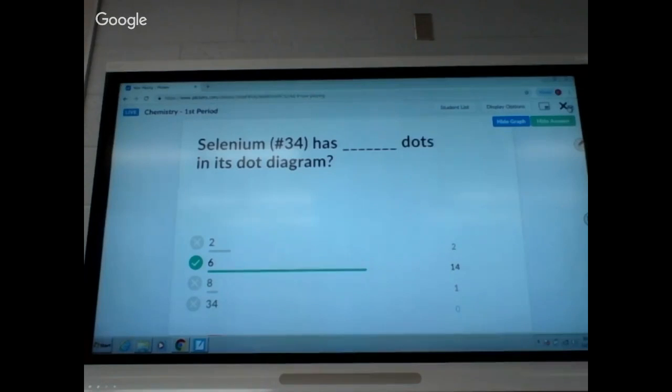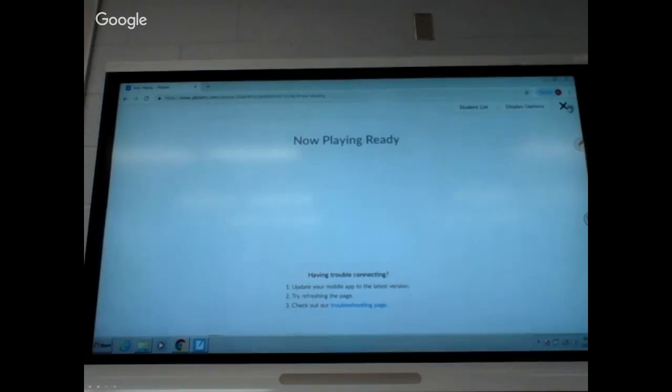All right, that was at least better. All right, so you're in. We lost that connection. All right, so we're in group number 16, so we should have had 6 dots.